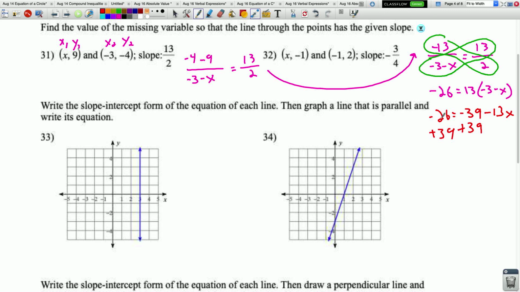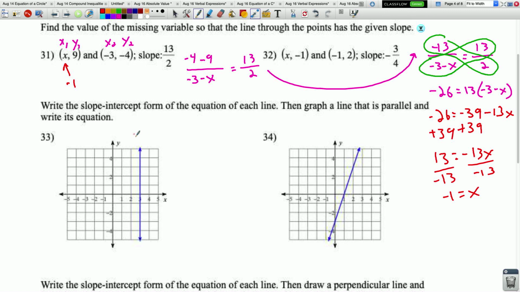And we get, what is that, 13 equals negative 13x. Divide both sides by negative 13. You get negative 1 equals x. So x right there is equal to negative 1.